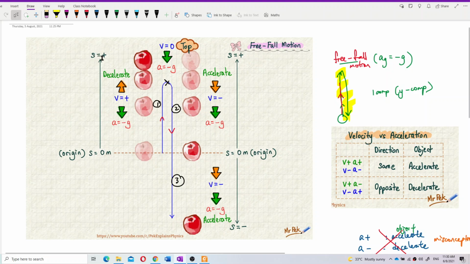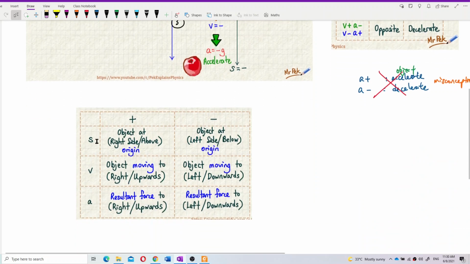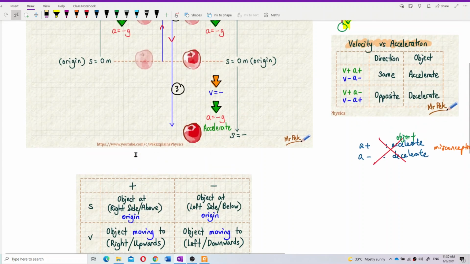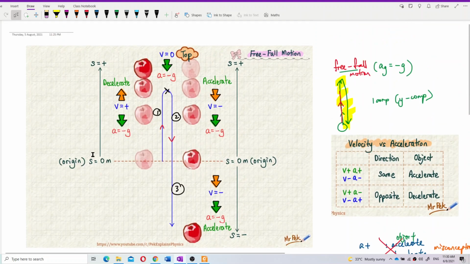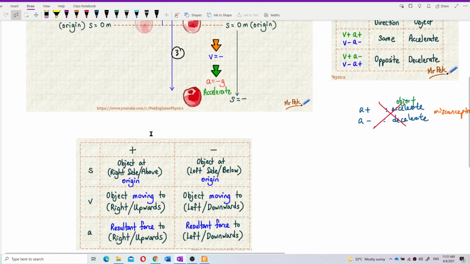So displacement is positive. What does it mean by positive displacement? Positive displacement means the object is above the origin. When the object is over here, it is above the origin. So that's why displacement is positive, not because it moved up, it's about the position. Once again, displacement is about position.